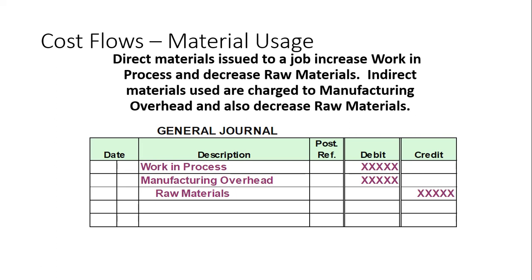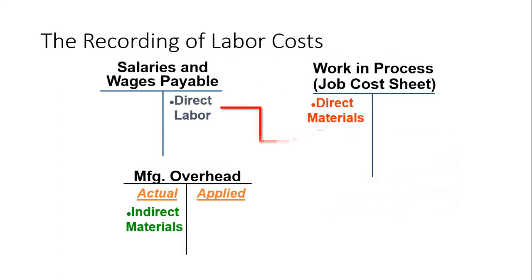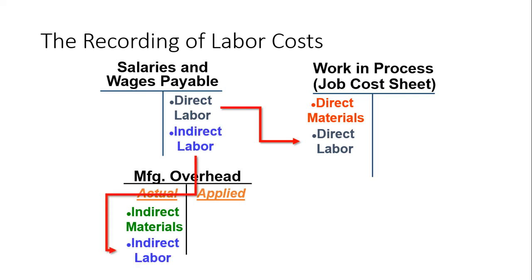So debit work in process, debit manufacturing overhead, and we credit the raw material because raw material goes out from the store, so we record it on the credit side. Okay, so that settles the first transaction. Second is labor. Okay, so the same goes for labor. We divide into direct labor and indirect labor. So direct labor we put in the work in process T account, and the indirect labor we put under manufacturing overhead, and we put under the debit side the actual cost for the indirect labor.